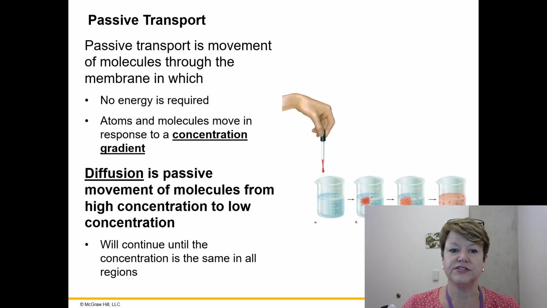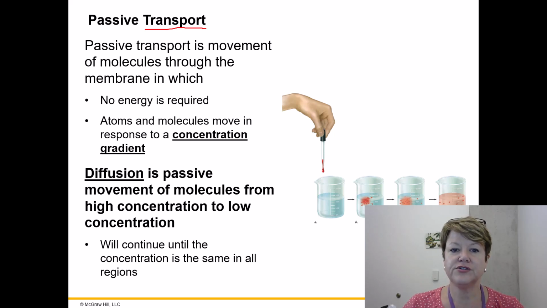So a few definitions. Passive transport: when you see the word transport, that means something's being moved across, and in our case in biology, moved across a membrane. So passive transport is defined as the movement of something across the membrane in which no energy is required, and the item that's moving across the membrane is moving in response to what we call its concentration gradient.